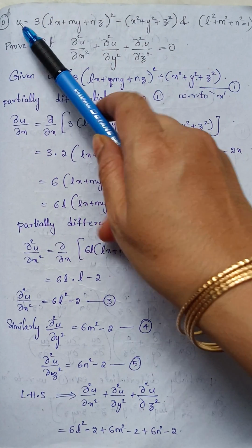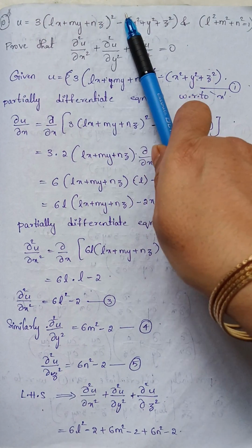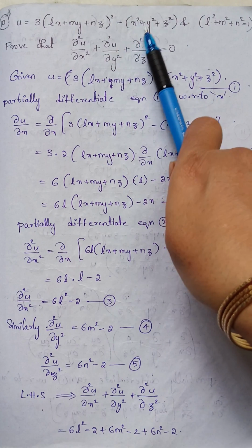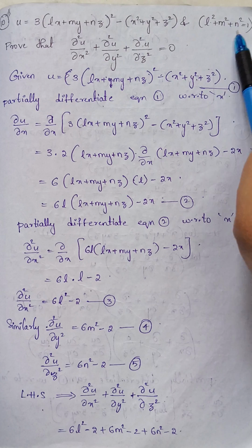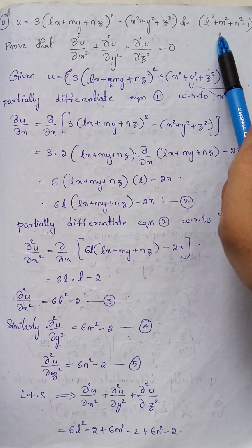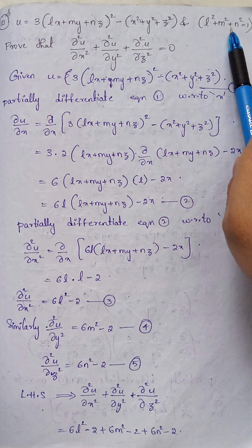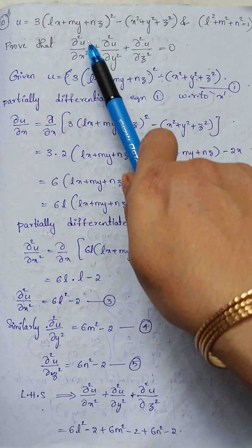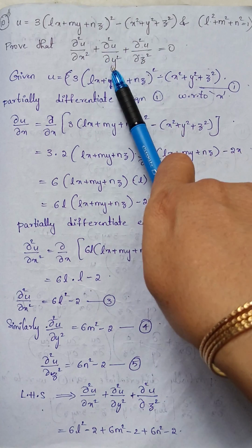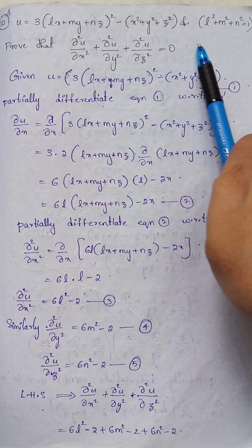Here is the question: u equal to 3 of Lx plus my plus nz whole square minus x square plus y square plus z square, where L square plus m square plus n square equal to 1. We know this in direction cosines. L square plus m square plus n square is 1. This condition is also given. Then prove that dou square u by dou x square plus dou square u by dou y square plus dou square u by dou z square equal to 0.